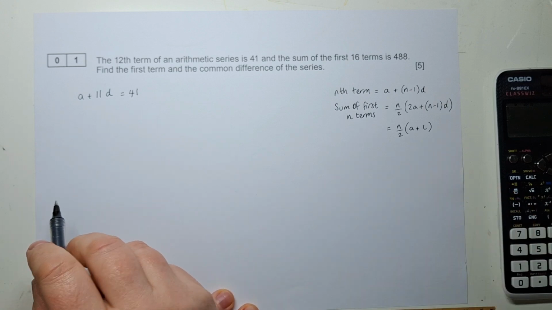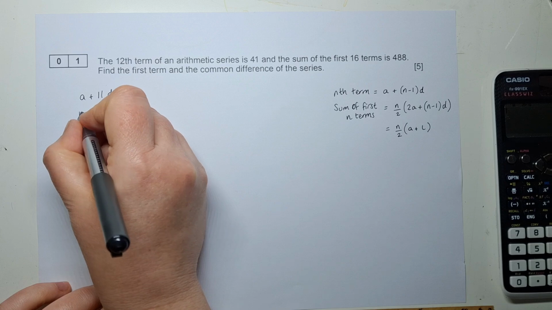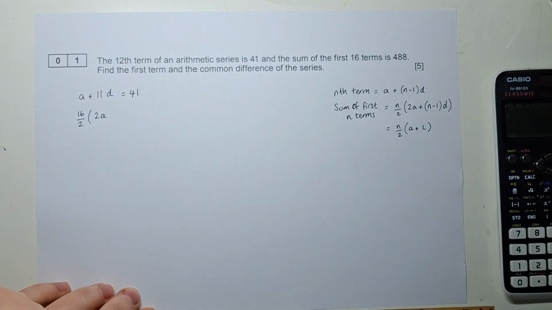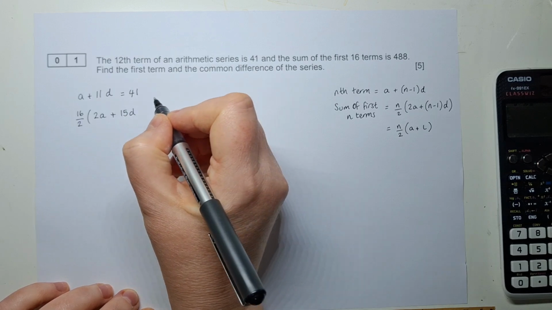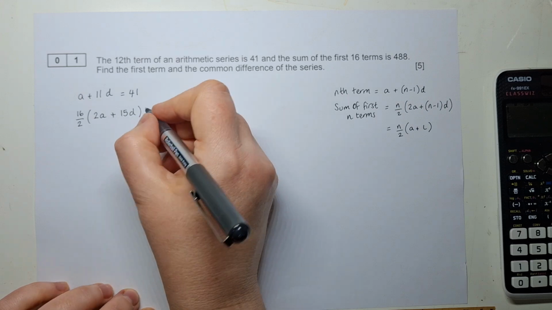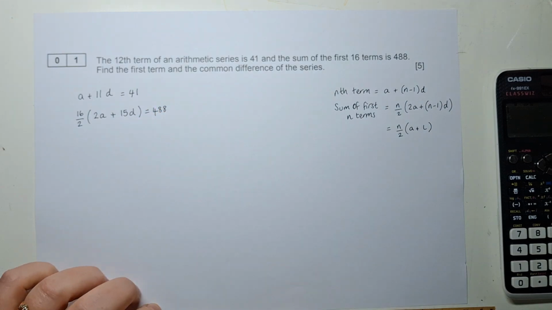So we've got the sum of the first 16 terms, so n is 16. So we're going to say 16 over 2 bracket 2 lots of a, we just don't know a, n minus 1 is 15, so that's 16 over 2 bracket 2a plus 15d, and that equals 488. So those are our two equations, and then we have to solve them simultaneously.